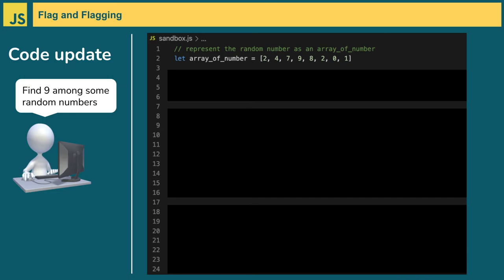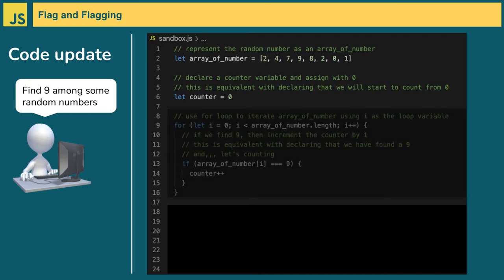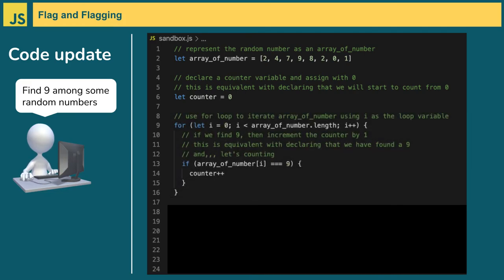Okay, so basically this is still the same representation, but now we are going to use a number. We declare a counter variable and assign it 0. Actually, it should be a variable named counter, maybe. You can see the code over here. This is equivalent to declaring that we will start to count from 0. Then we will use a for loop to iterate, still the same as the previous study case, but this time, every time we meet 9, we will do an incremental action. We will increment the counter by 1.